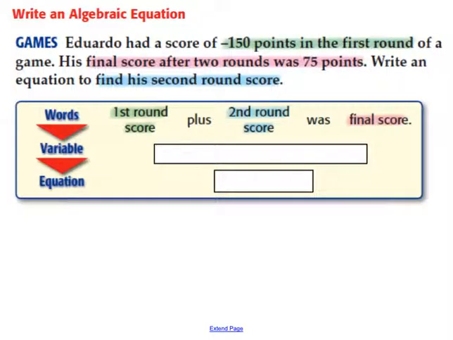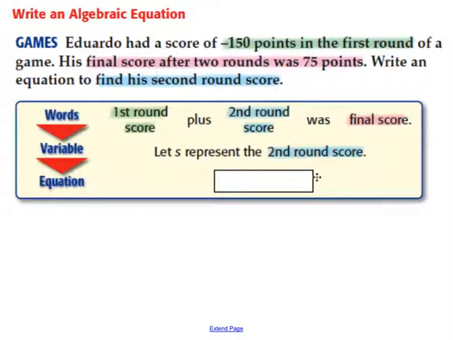So, in general, his first round score added to his second round score will give us his final score. We need to add those two together to get his final score. And we know his first round score, he had minus 150. So I kind of have these color-coded for you. His final score will be 75, and we're looking for his second round score. So we need to define a variable. We don't know his second round score, so we're just going to let that equal the variable s.